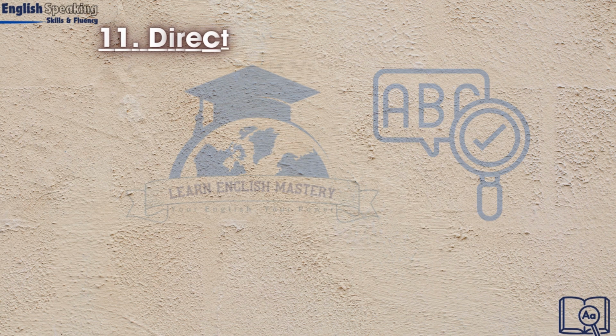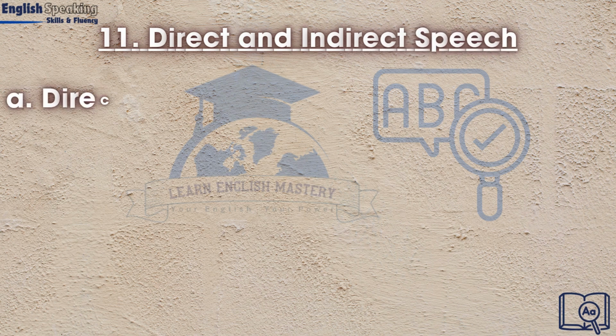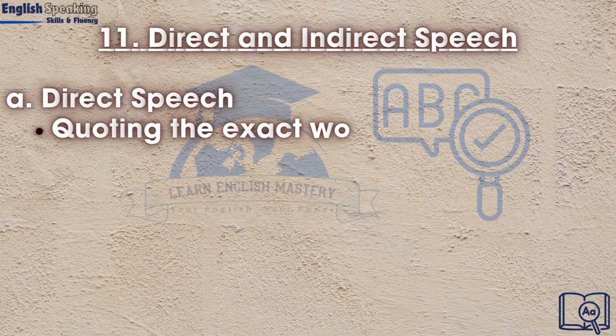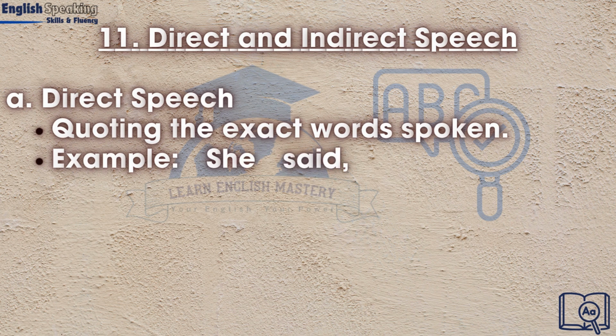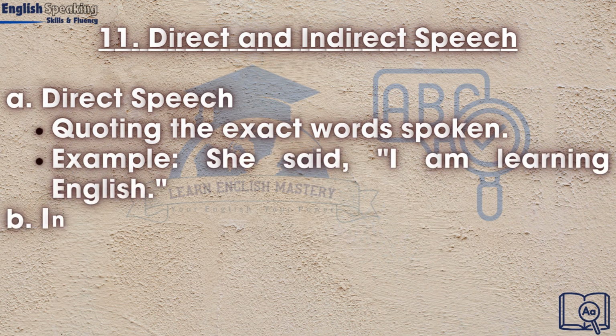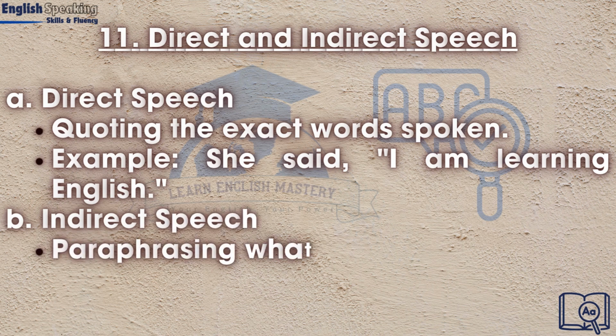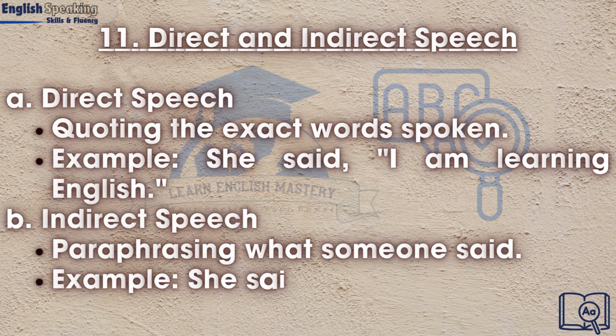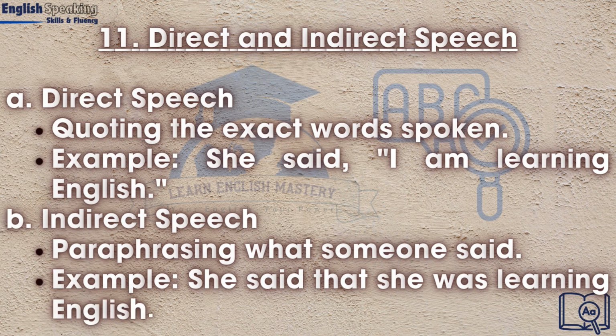11. Direct and indirect speech. A. Direct speech: quoting the exact words spoken. Example: She said, "I am learning English." B. Indirect speech: paraphrasing what someone said. Example: She said that she was learning English.